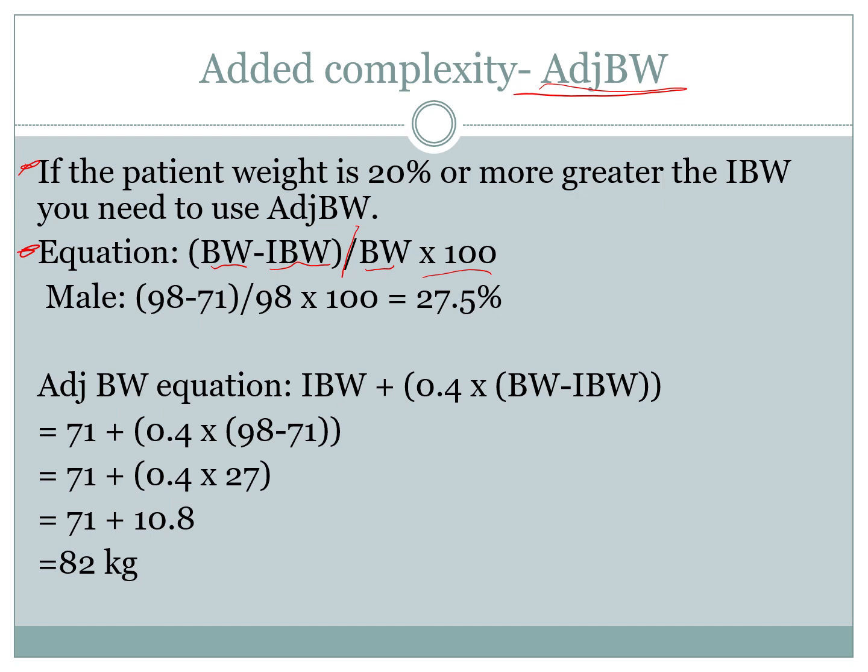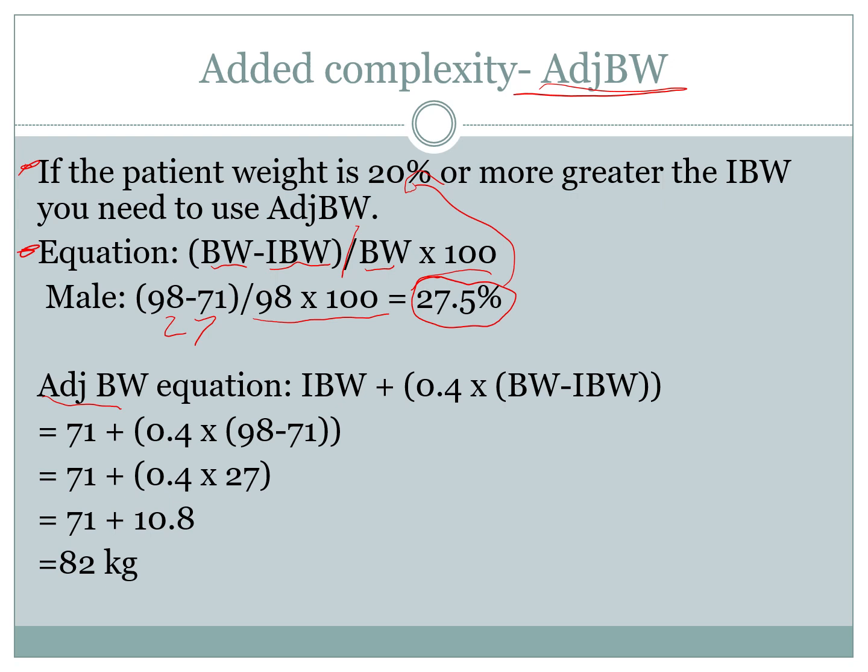So if they are 98 kilos and we minus their ideal body weight of 71 kilos, which is obviously 27 kilos, divided by 98 times 100 gives us 27.5 percent larger than they should be, which is over 20%, so we need to use the adjusted body weight.